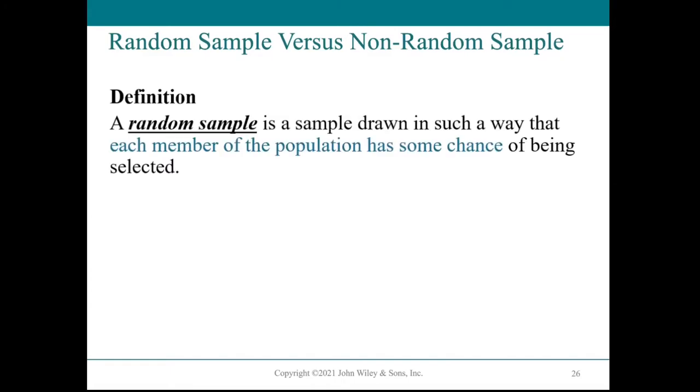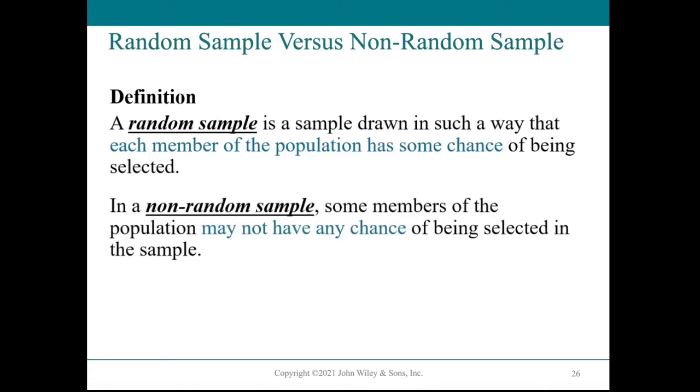We have here a random sample, which is a sample drawn in such a way that each member of the population has some chance of being selected. In a non-random sample, some members of the population may not have any chance of being selected in the sample. For example, you want to have a survey among students in Mapua on who is using smartphones more often than laptops. In a random sample, each and every student enrolled in Mapua must have at least an equal chance of being selected.